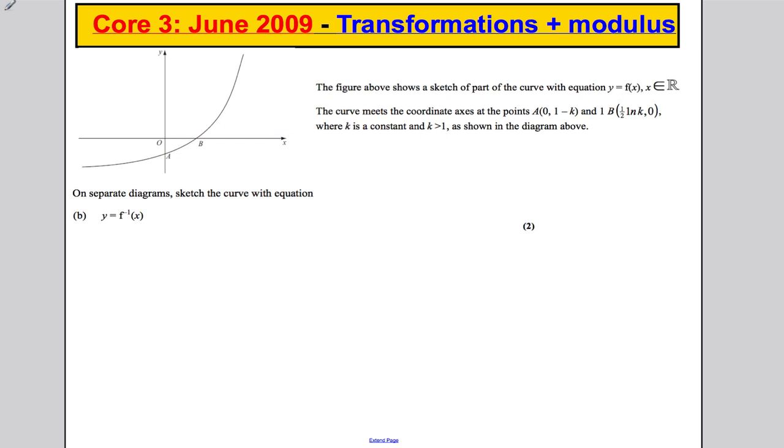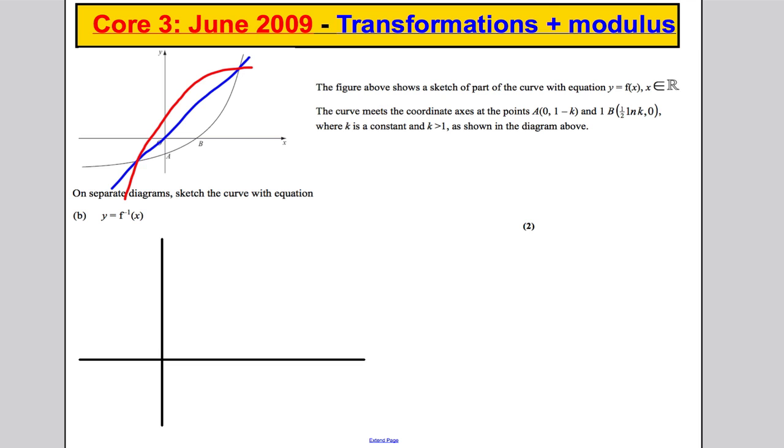Next, draw this curve. Now this curve is the reflection of this in the line y is equal to x. So basically you can imagine it would look something like this. Okay, so we're going to use that fact here. We know A and B are, this point here is (0, 1 minus k). It's going to come over here, it's going to be a point there. And this point here is (half ln k, 0), so we're going to have a 0 at half ln k. It's going to look something, as I did above, something like this.